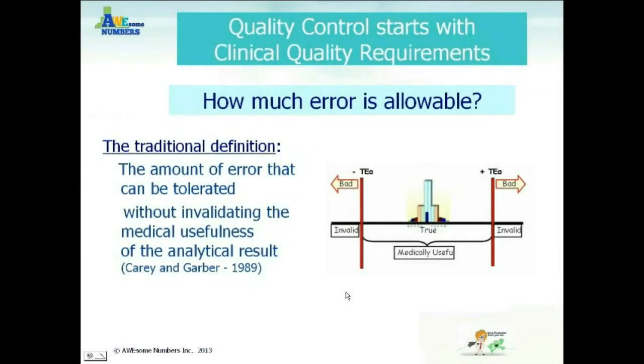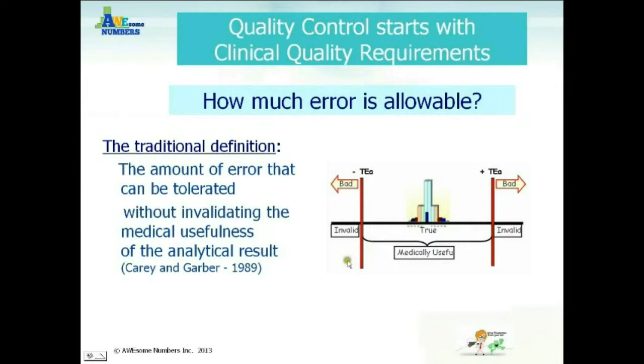With what really got me going on having to do something. And this is the question that quality control starts with: clinical quality requirements. How much error is allowed? This is the definition that I was brought up with 25 years ago: the amount of error that can be tolerated without invalidating the medical usefulness of the analytical result. Makes sense. The result has to be good enough to be medically reliable to the patient.